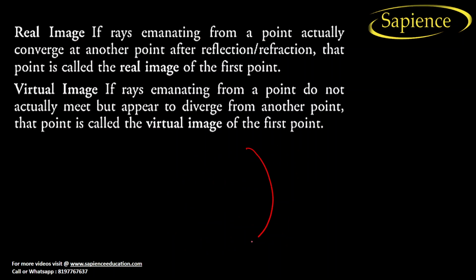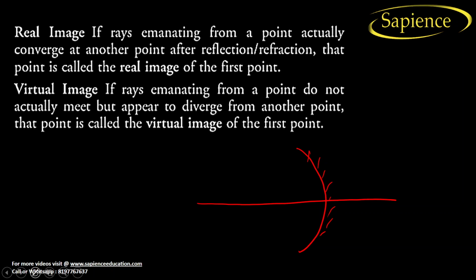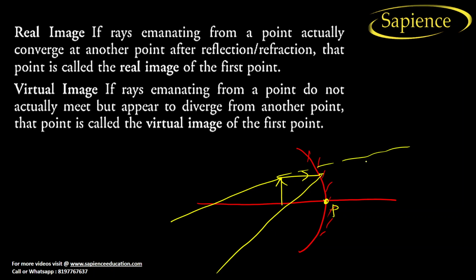But when we talk about the virtual image, what happens? Let us consider this is the mirror and this is the principal axis, and this is the pole. Let us consider an object is kept here. The light goes like this, reflects like this, and may pass like this. So what happens?